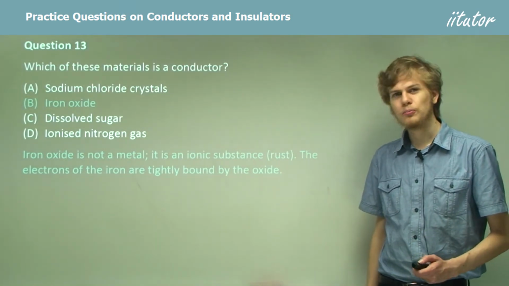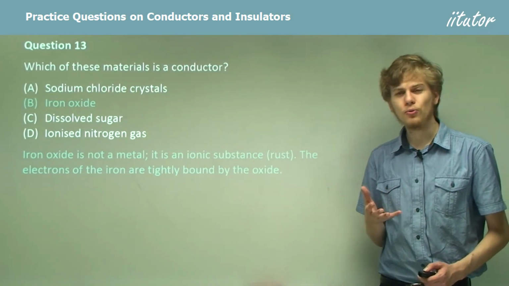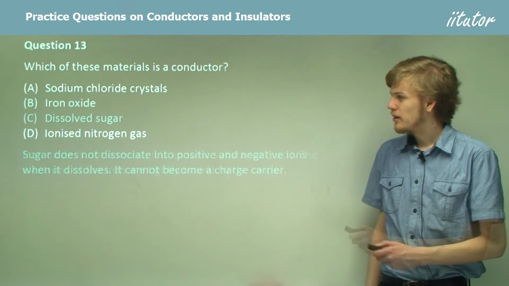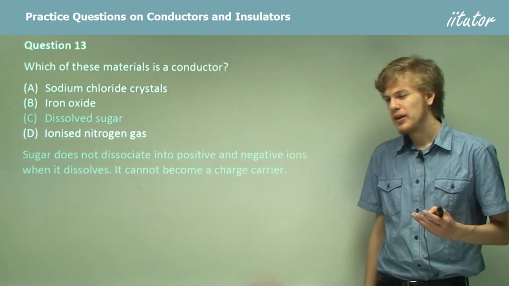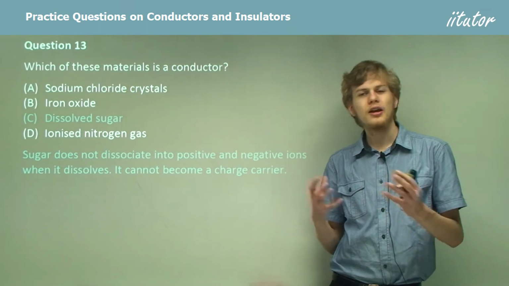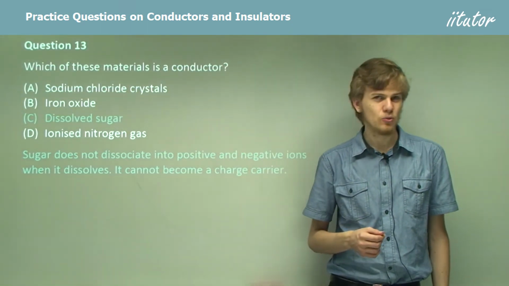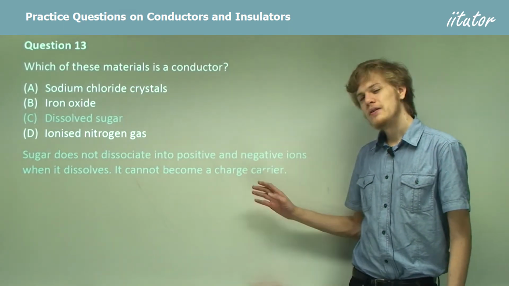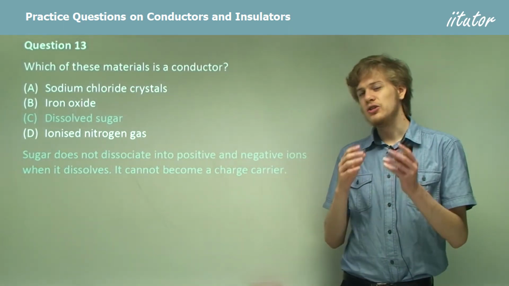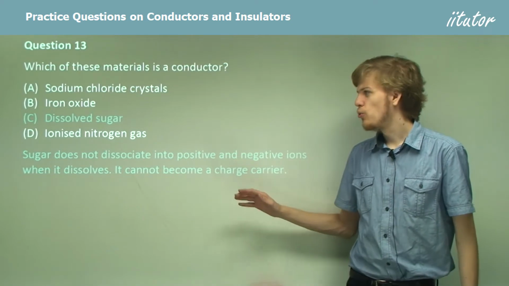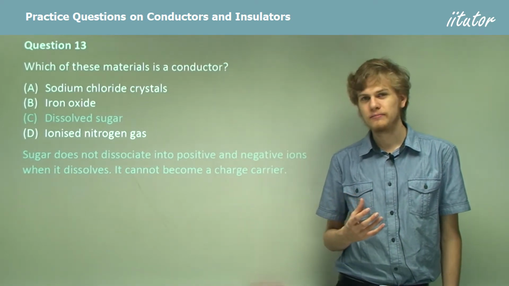Dissolved sugar looks a little promising as well. We know that dissolved salt conducts electricity. But the thing about the dissolved sugar is that it doesn't separate into positive and negative ions, because sugar is of course not the same thing as salt. So even though it's dissolved, it stays neutral, which means that the water doesn't become any more conductive.